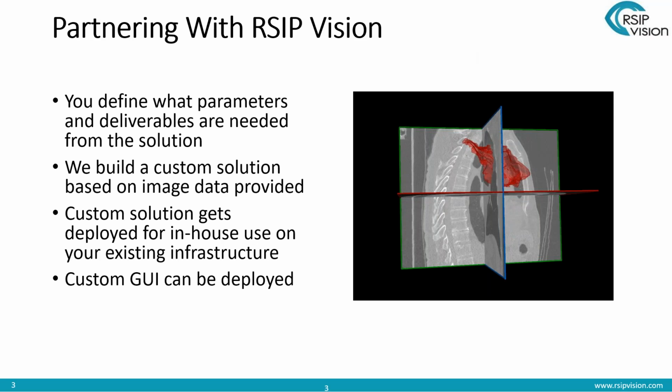Partnering with RSIP Vision is relatively easy. It starts when you define what parameters and deliverables are needed from the solution. Then we build a custom solution based on the image data provided. Then the custom solution gets deployed for in-house use on your existing infrastructure. This is often a key parameter for working in the medical and pharmaceutical market, because information security and anonymization are very much a big deal in this market. And custom GUI can be deployed as well.